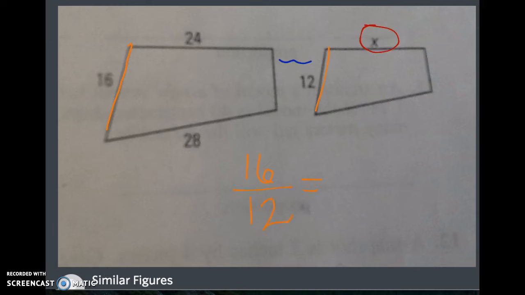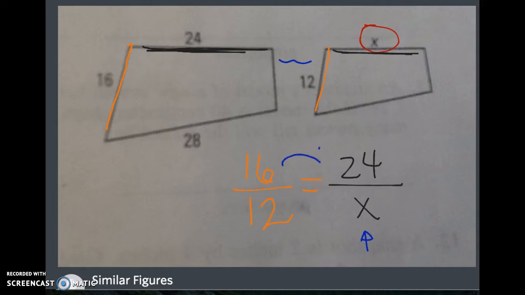Now in similar figures, corresponding side lengths should be proportional. So I'm going to take 24 matches up with x. These should be equal to each other if they're similar. So I need to figure out, what number, if I put here, makes these 2 equal? Now there's a couple different ways to do this. This time I'm going to try going across. Let's see what happens and what that actually means.